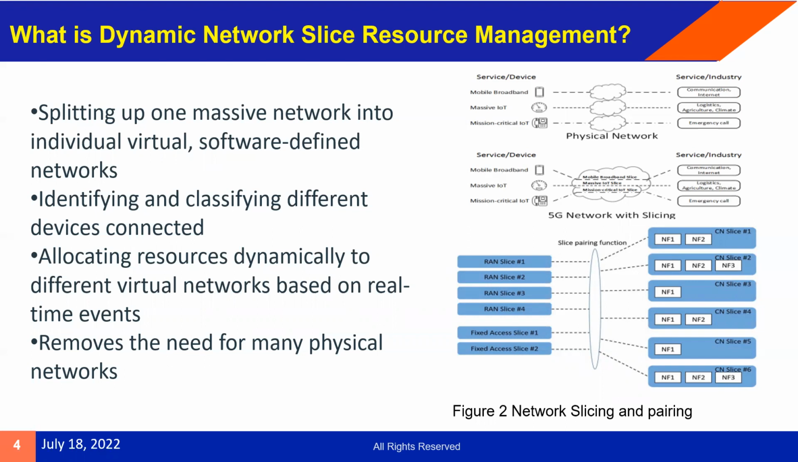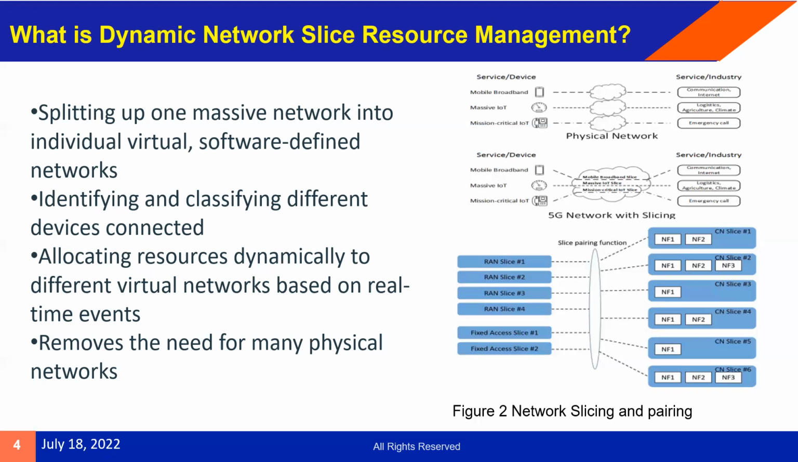And finally, this removes the need for many physical networks, since you can have just one big virtual network that splits up different network functions into slices rather than multiple different physical networks. We have two images on the right here. The top image basically illustrates what I was just saying. The top image here has 3 physical networks. Instead of having these 3 separate networks, we could have one big 5G network, and all the different slices will correspond to different services or industries. In this case, they broke it down by communication internet, logistics, and emergency calling.